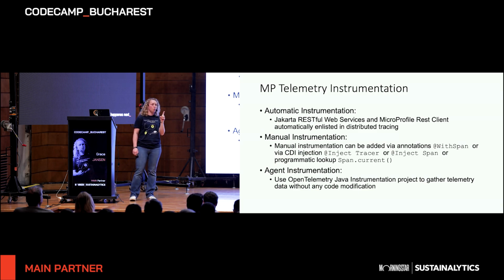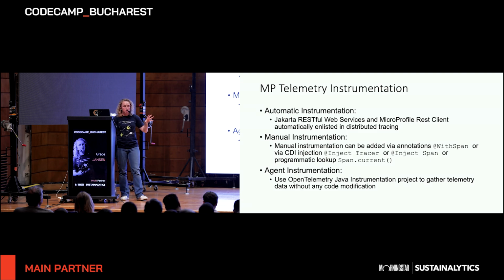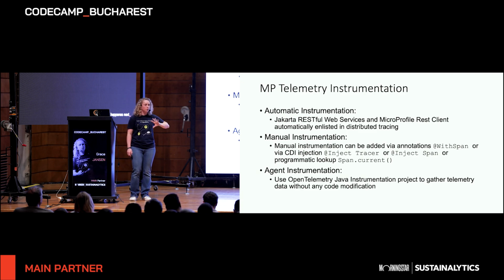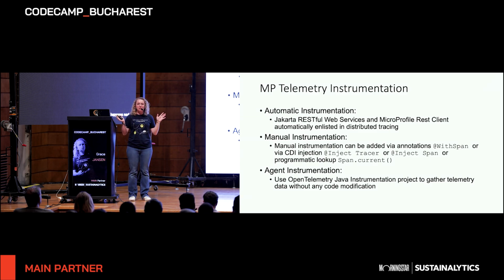The first one is automatic instrumentation. Really easy, especially if you're already making use of Jakarta EE. So if you're using Jakarta RESTful Web Services or MicroProfile REST Clients, these are 2 other APIs from the Jakarta EE and MicroProfile specifications, you can already use automatic instrumentation. You don't even need to change any code. It's that easy. I'm going to show you, hopefully, if my Wi-Fi works.